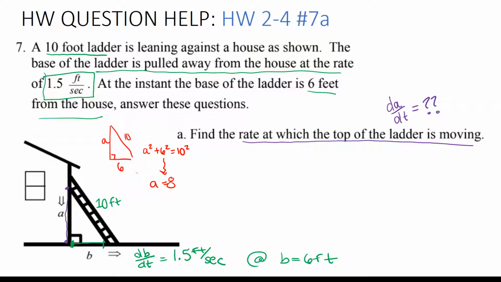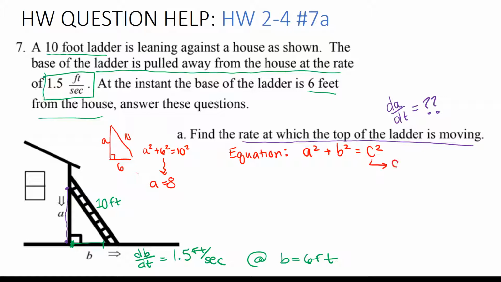All right, now that we have a whole bunch of givens here, we know A, we know B, we know the rate B is changing. We also know the distance of our ladder is 10 feet. Now we're finally ready to look at our equation, and we're going to be using our Pythagorean equation. Okay, so we're looking at A squared plus B squared equals C squared.